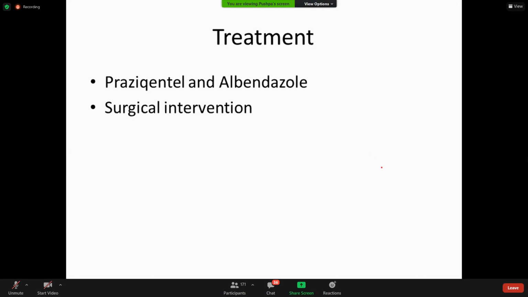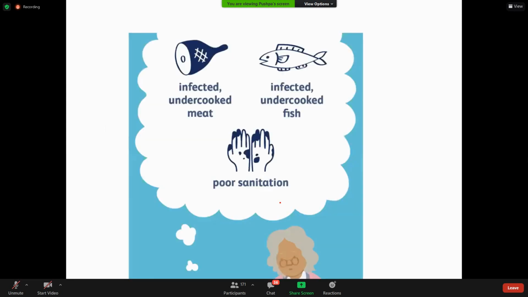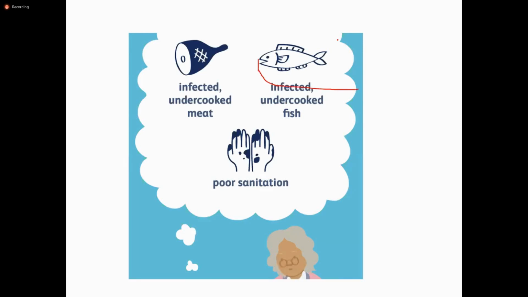Prevention is thoroughly washing vegetables and salads, hand washing before handling food and petting animals, deworming the animals, and better personal hygiene. So what we have to do is avoid infected, undercooked food. Undercooked fish, we should avoid. Infected undercooked meat, we have to avoid.